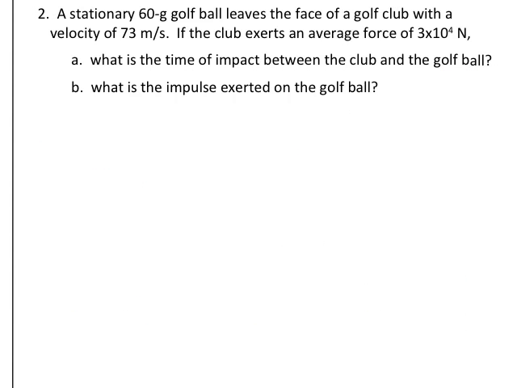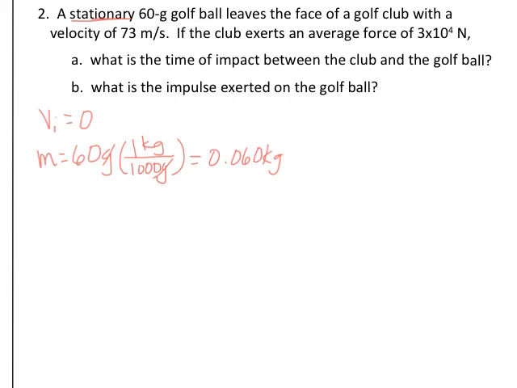Our second example is a little bit more involved, so I'm going to go ahead and identify all of the variables. First, we have a stationary golf ball, so this lets us know that we start out with an initial velocity of 0, 60 grams for the mass, and we do want to change that to kilograms. And it leaves the golf club with a velocity of 73 meters per second, so we have a final value.